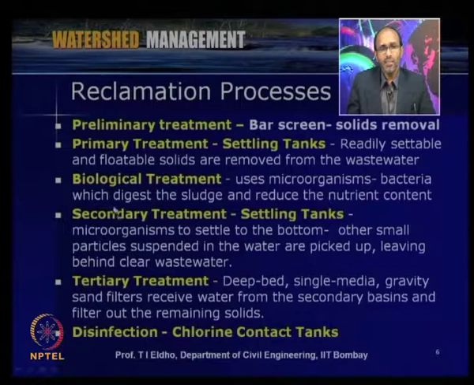And then we can have the secondary kind of treatments like settling tanks and trickling filters, which we discussed in the last lecture. Here in the secondary treatment, microorganisms settle to the bottom, and other small particles suspended in the water are picked up, leaving behind the clear wastewater. For many agricultural purposes we can use the reclaimed water from the secondary treatment directly for reuse, and also some of the industrial processes can directly utilize it after the secondary treatment.